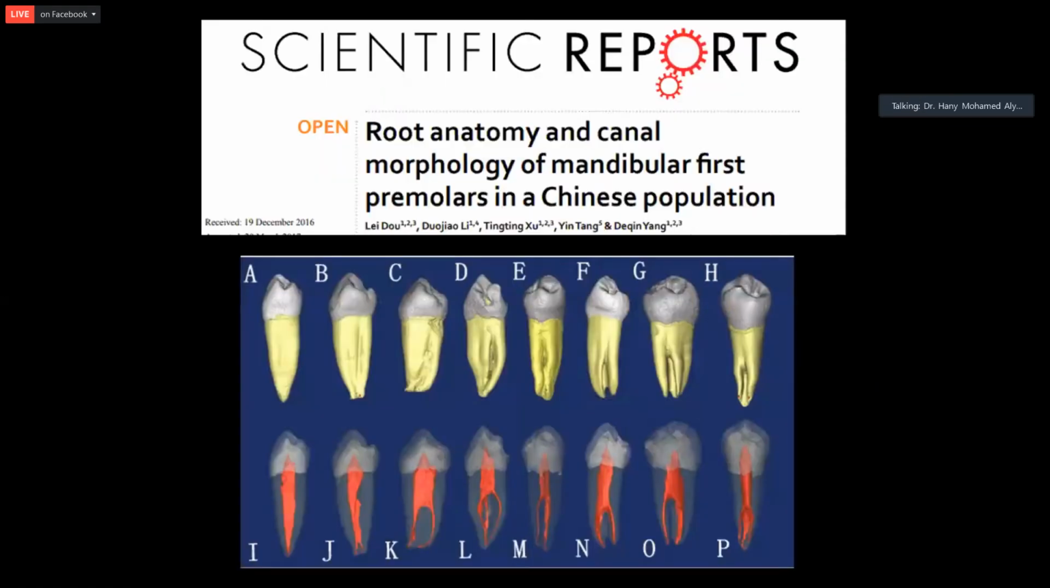For mandibular premolars, like this study that has been done in the Chinese population, there is a very wide range of anatomical variations, starting from single root to single root but with deep gingival grooves, in addition to maybe two-rooted. So this study has shown that there is a wide range of anatomical variations in the mandibular first premolars.